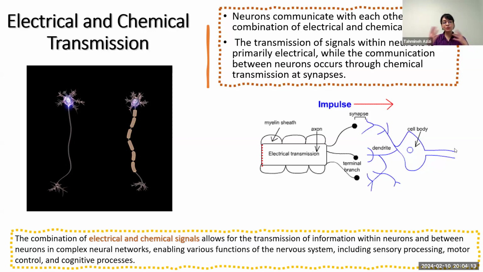The combination of these two, electrical and chemical signals, allows for the transmission of information between neuron cells and enables different functions of the nervous system, such as motor control, cognitive processes, and sensory processing.